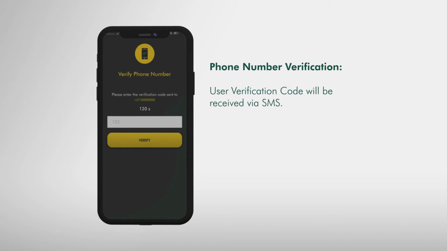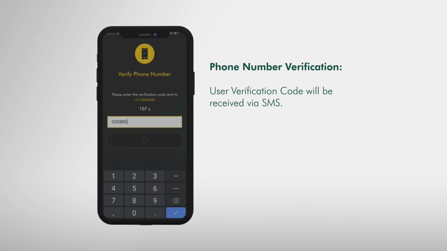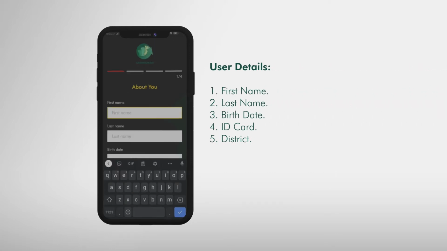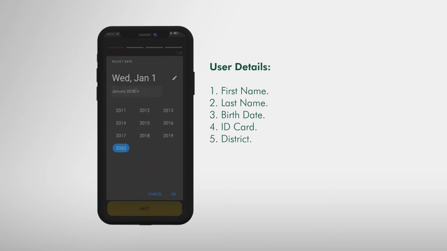The user will be redirected to the phone verification page. On this page, users will need to enter the verification code that is sent through SMS. The user is required to fill in their personal details in the About You section as follows: their first and last name, birth date, identity card and district.